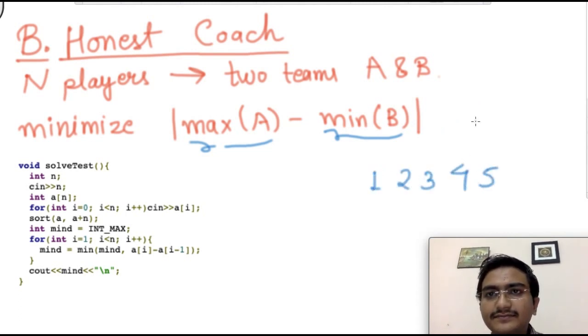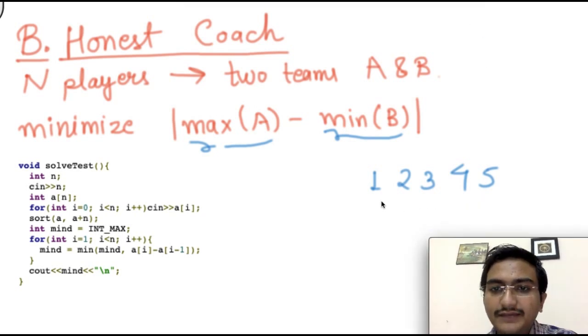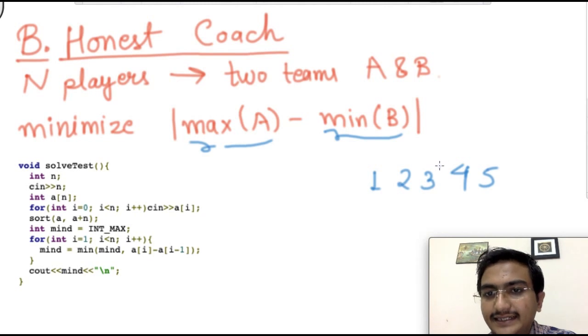So if you see, like 1 2 3 4 5, what you are trying to do is segment the strengths of the players into two groups such that this difference is minimum.